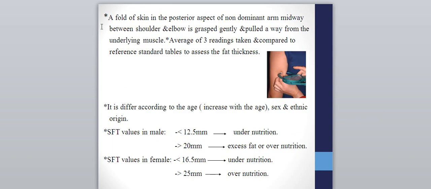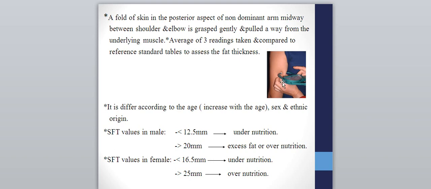We take a fold of skin in the posterior aspect of the non-dominant arm, midway between the shoulder and elbow. It is grasped gently and pulled away from the underlying muscle. The average of 3 readings is taken and compared to a reference standard table to assess the fat thickness.